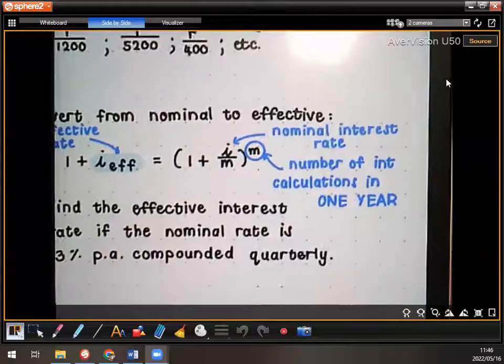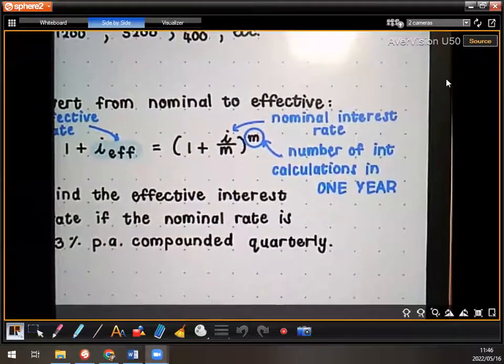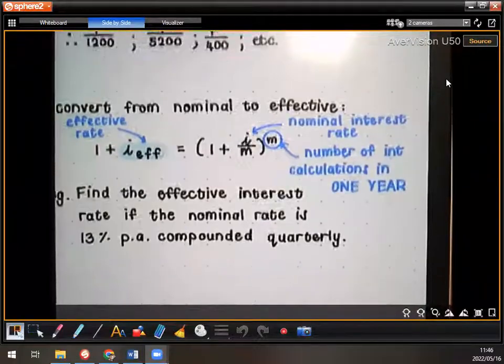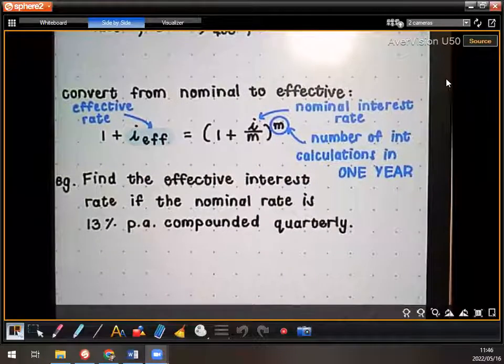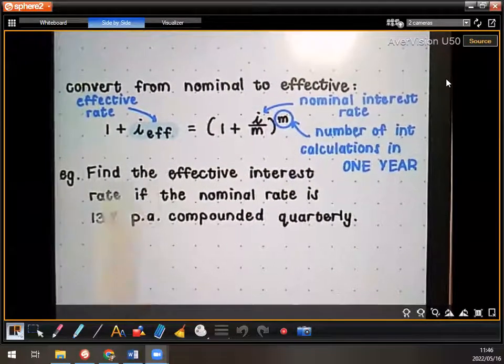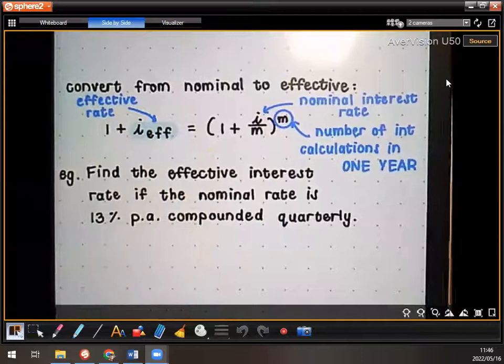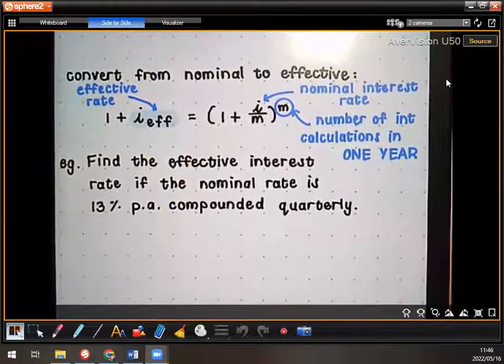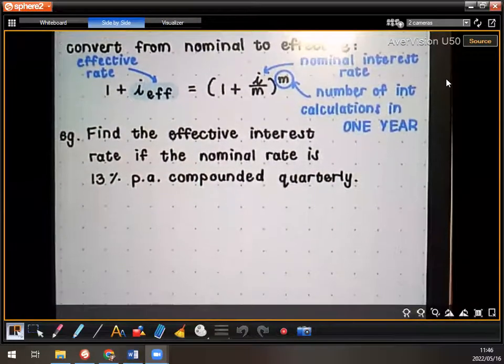Okay, so this is also a formula that you need to know off by heart, please. Even in matric, this formula doesn't appear on the formula sheet. So you will never get given this formula, not even in matric. You have to know it. Okay, please write that example down and we'll do that one together. Find the effective interest rate if the nominal rate is 13% per annum compounded quarterly.